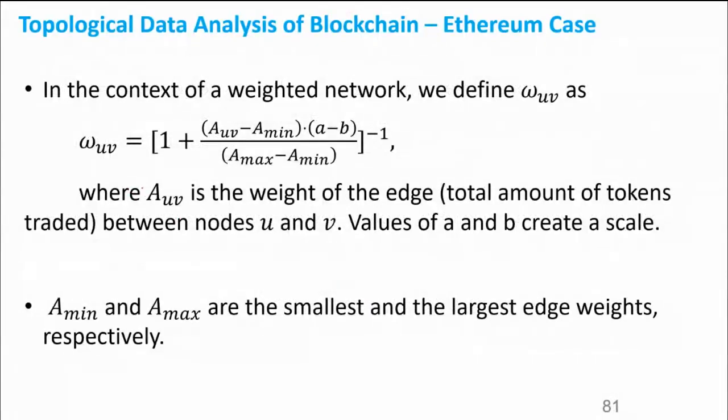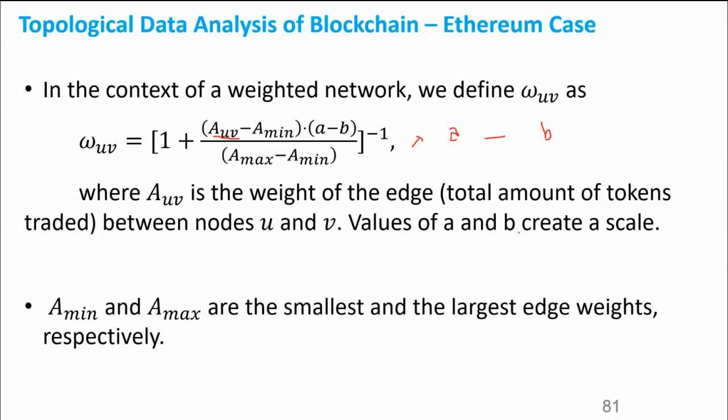Next, we are going to define a w_uv with this formula. Here, w_uv is the weight of the edge, a_min is the minimum edge weight in the network, and a_max is the maximum. After this transformation, basically we are mapping the edge weight between 2 values, A and B. So this is kind of like taking the edge weights and converting them to a distance. Okay, dissimilarity.